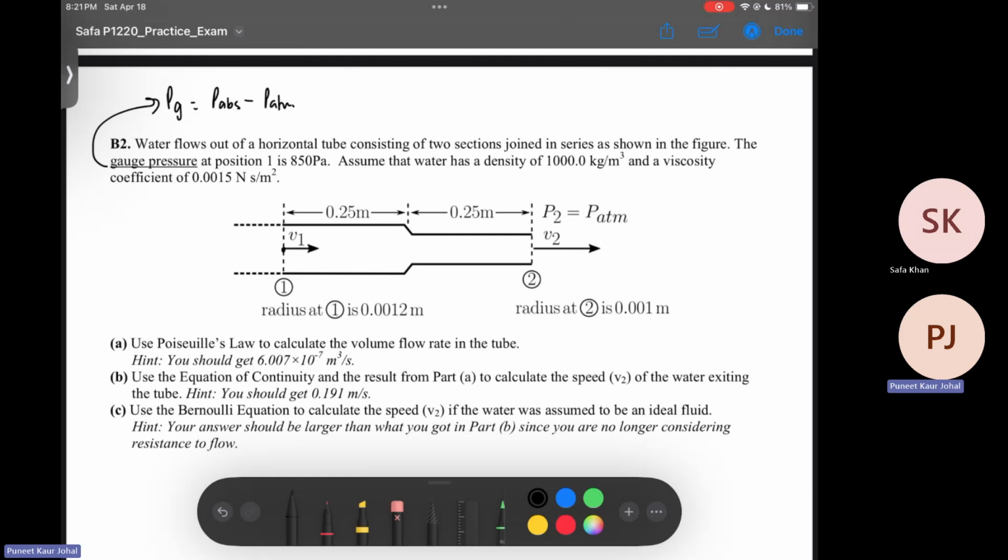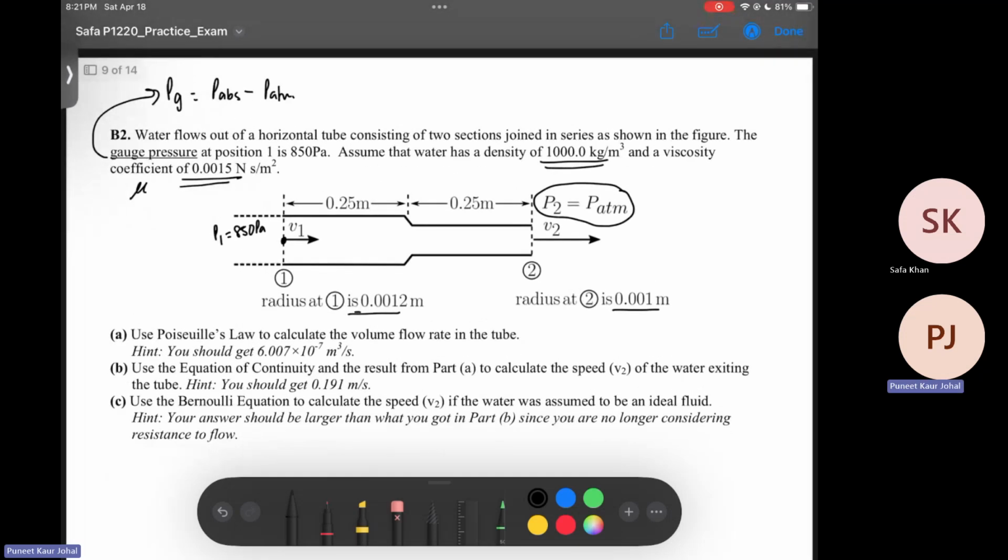At position one, we know the pressure is 850 Pascal. Assume water has a density of this. We have a viscosity of water given to us as well. We have the radius at both positions. And P2 is P atmosphere, which means if you're considering gauge, you can just say the pressure at position 2 is just 0. Do you know that concept, the relationship between gauge pressure and atmospheric pressure?